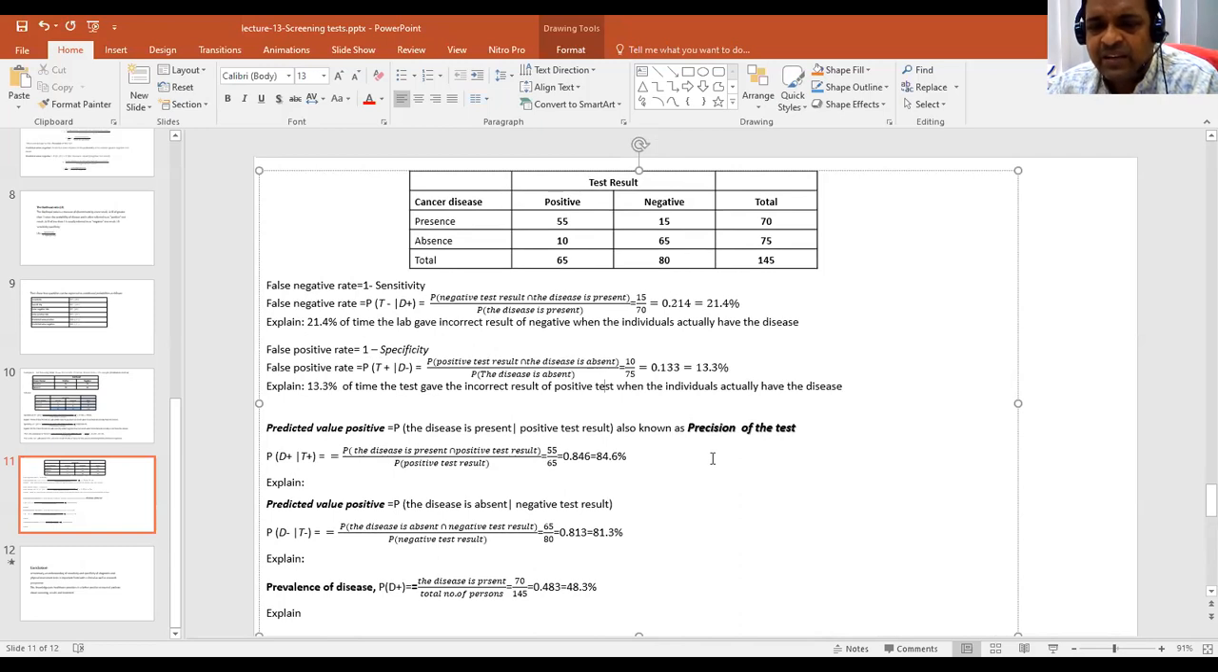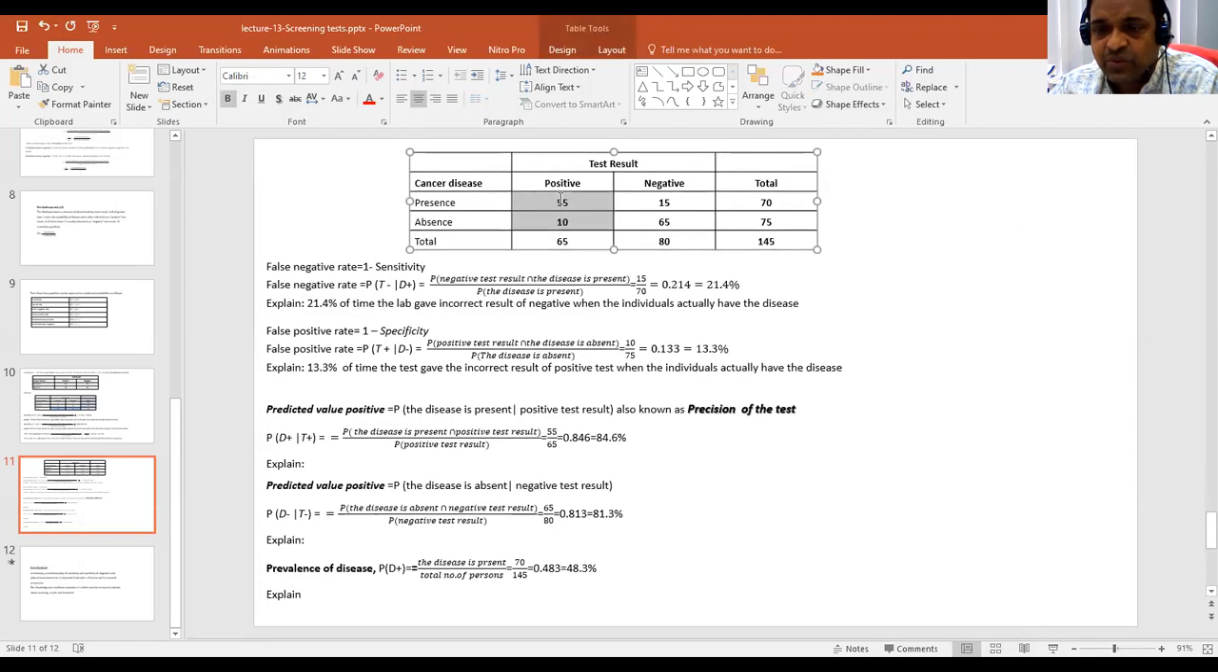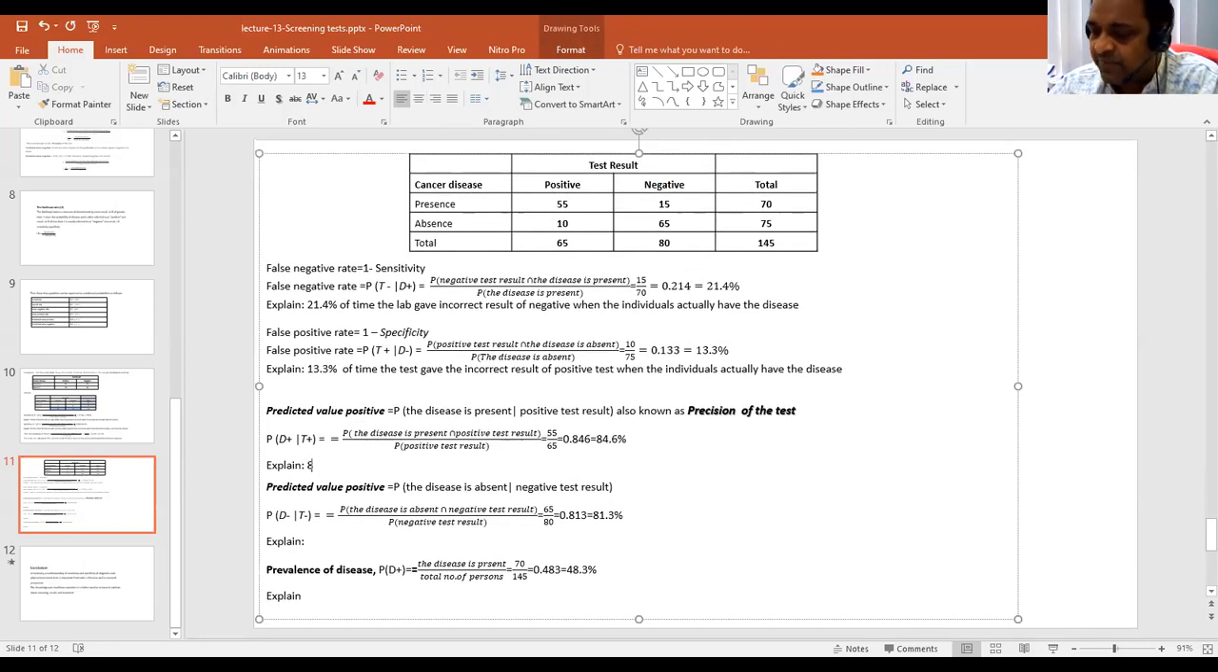So now we can easily get the predictive value positive. We know this is a conditional probability, D plus given T plus. What is the probability that somebody who actually has the disease is also identified by the lab, that the individual also has the positive test result? We know this is nothing but the true positives, 55, over the positive test results, 65. So 55 over 65 gives 84.6, that is, 84.6% of the time.